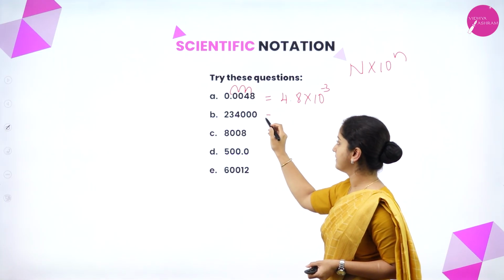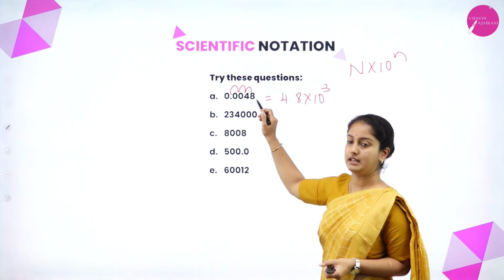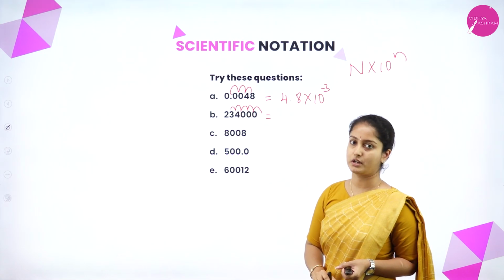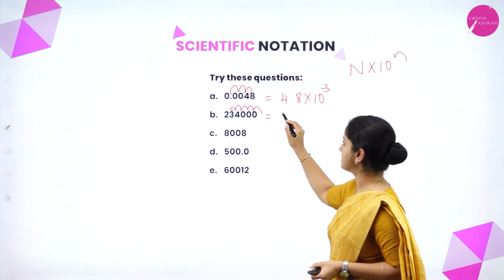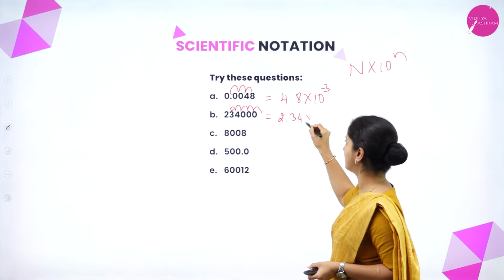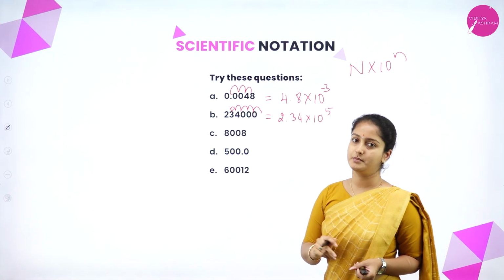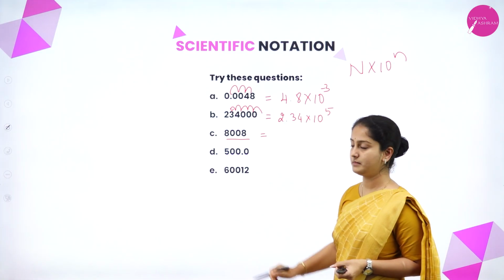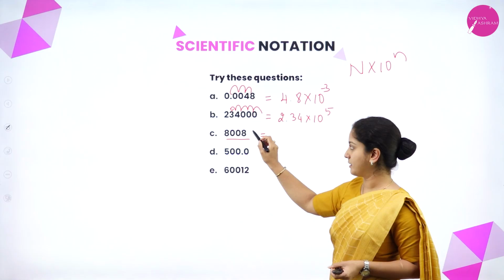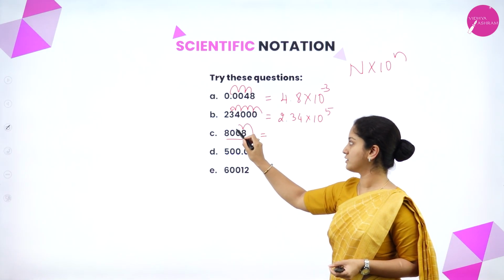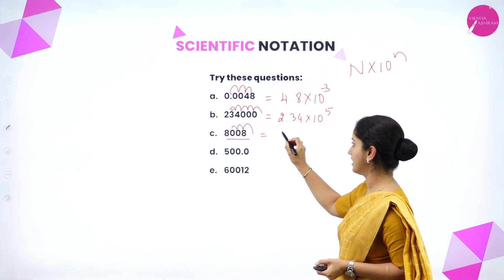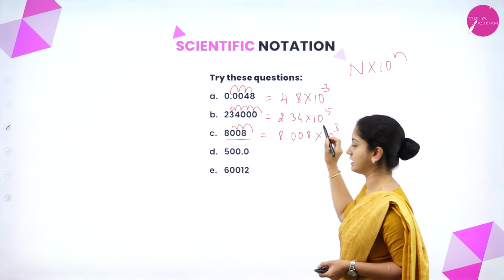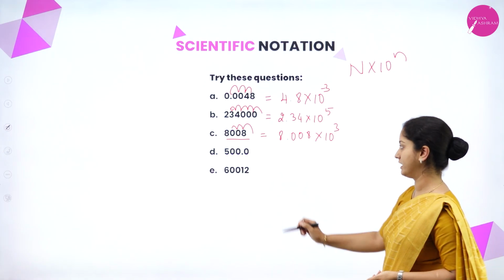Now for the second one, I have to move the decimal towards the left side. 1, 2, 3, 4 and 5. So I have moved 5 times. So the answer becomes 2.34 into 10 power 5. It will be positive. So for the third one, 8008, I'm going to move the decimal from right to left, 1, 2 and 3. So 3 times, the answer becomes 8.008 into 10 power 3. So the exponent will be a positive integer.